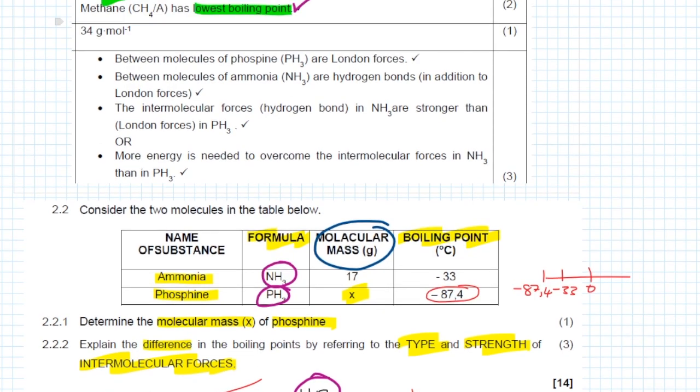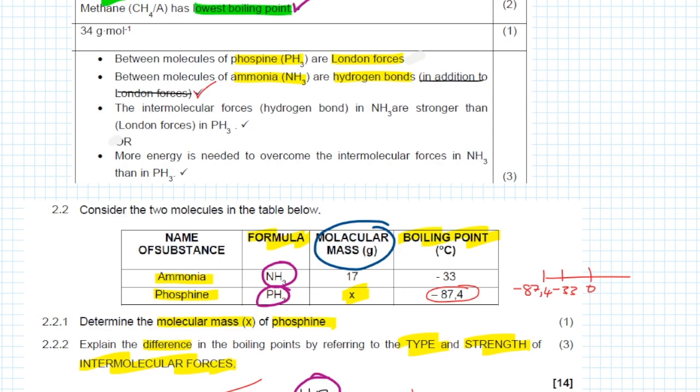I would give the marks differently from what this memo says. I would give 1 mark for stating that between molecules of phosphine we have London forces, while between molecules of ammonia we have hydrogen bonds. I would not state, in addition to London forces, although in ammonia we also have dipole forces and London forces, we don't state the weaker intermolecular forces. We only state the strongest type of intermolecular force for 1 mark.